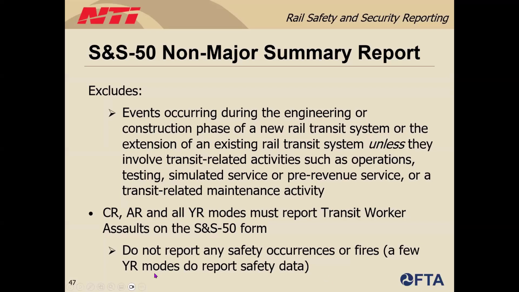As a reminder, since it is a little bit new since 2023, commuter rail modes do now, and certain hybrid rail modes that used to be exempt, do now report on the SNS 50 form, but of course they report only non-major assaults because they only report security data.